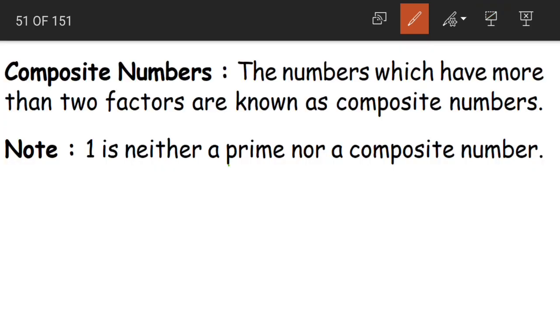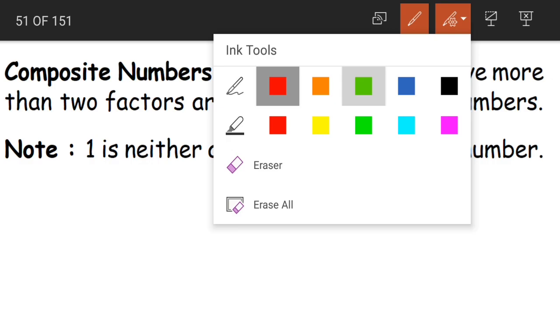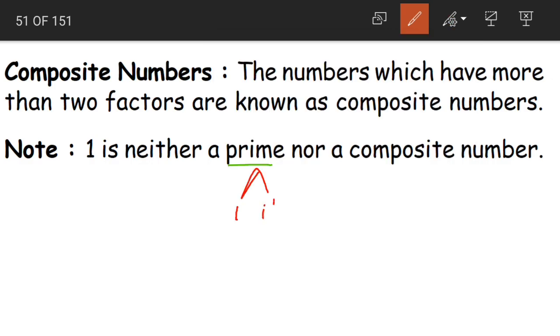Yes, what is a prime number? A prime number has exactly 2 factors, 1 and itself. Composite numbers have more than 2 factors. Yes, but our 1 is a special number which is neither prime nor a composite number. Understood? So what are prime numbers again?